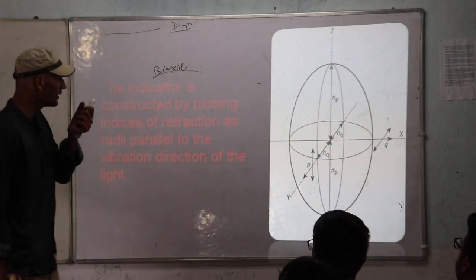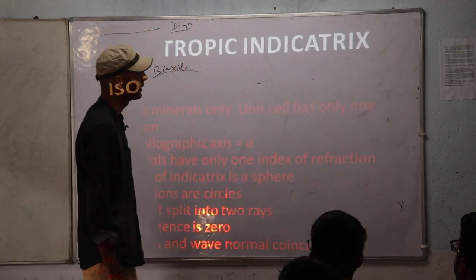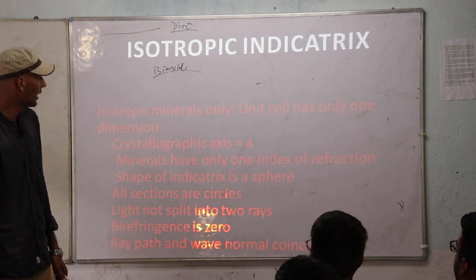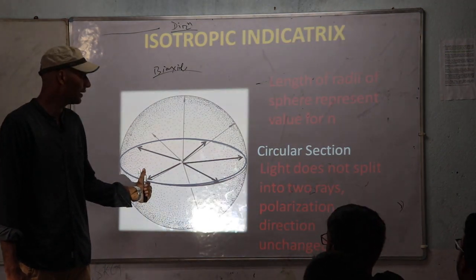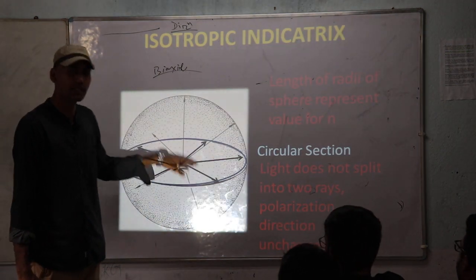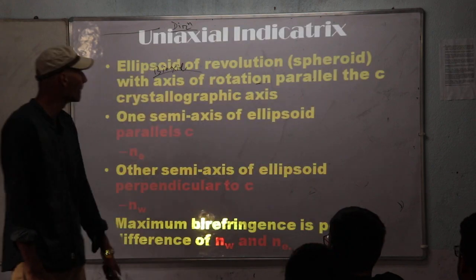So these are the procedures I have already discussed regarding this. Isotropic, I have also told you, you will get a spherical indicatrix and each section is circular.